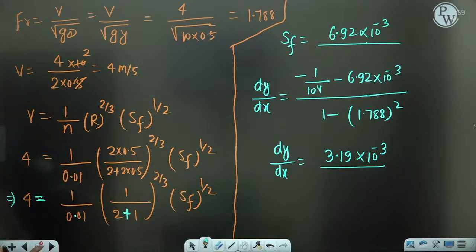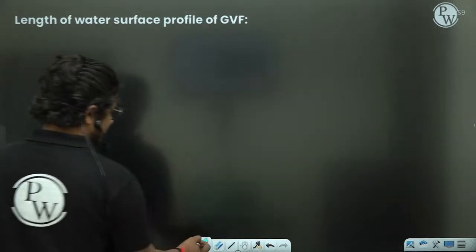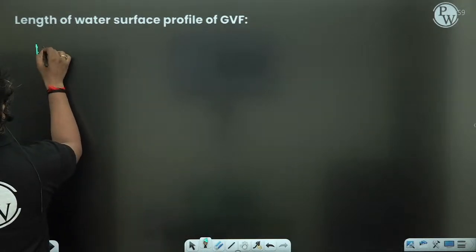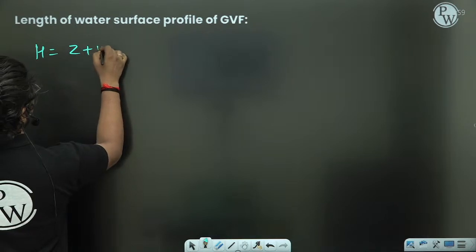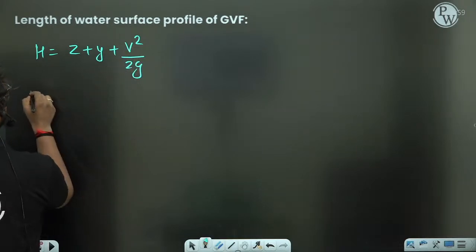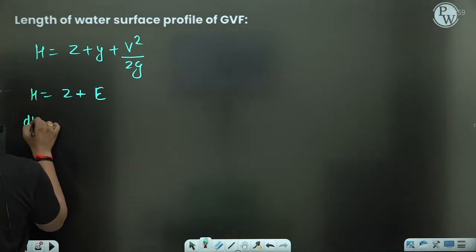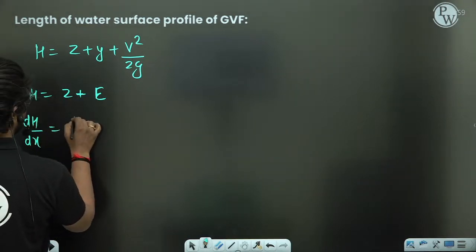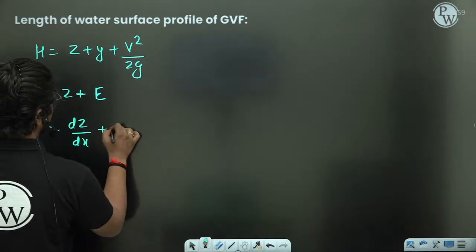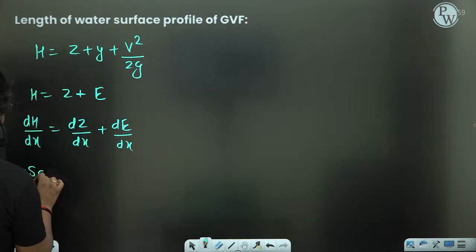I hope you guys have noted down. Okay. Now the next thing is the length of the water surface profile. Now let us start our derivation from the beginning. H equal to what we are having? Z plus Y plus V squared upon 2G. Now, this Y plus V squared upon 2G I can write in this way: Z plus specific energy. Now again differentiate with respect to X. So dH upon dx is dz upon dx plus dE upon dx. Now dH upon dx I can write as minus SF.